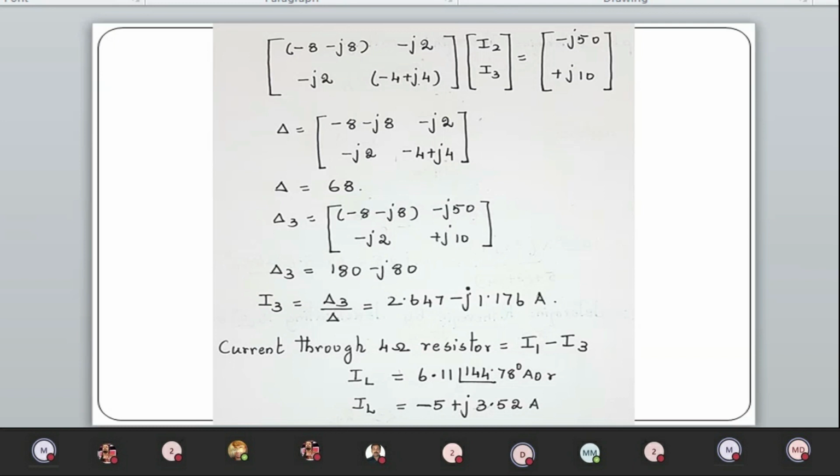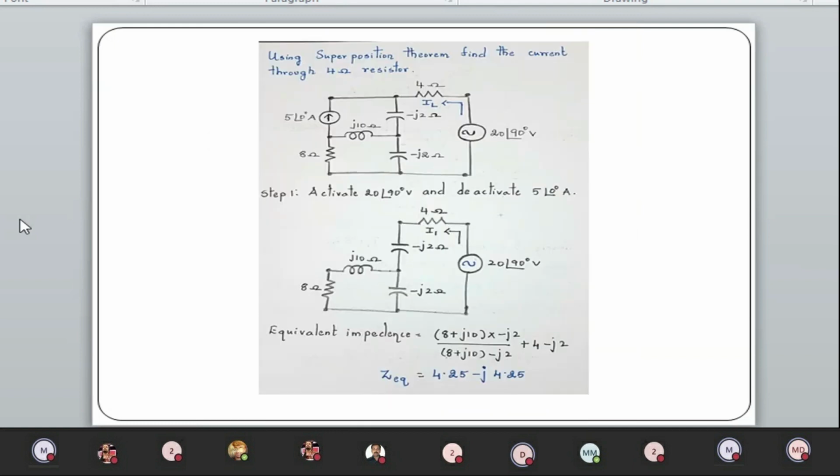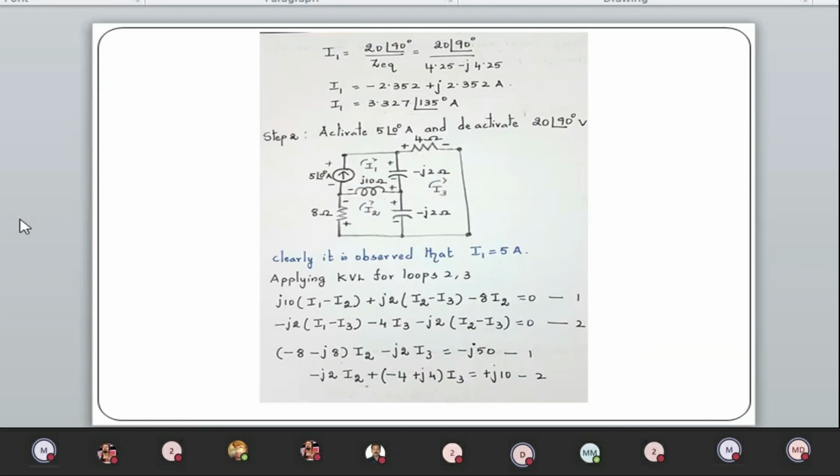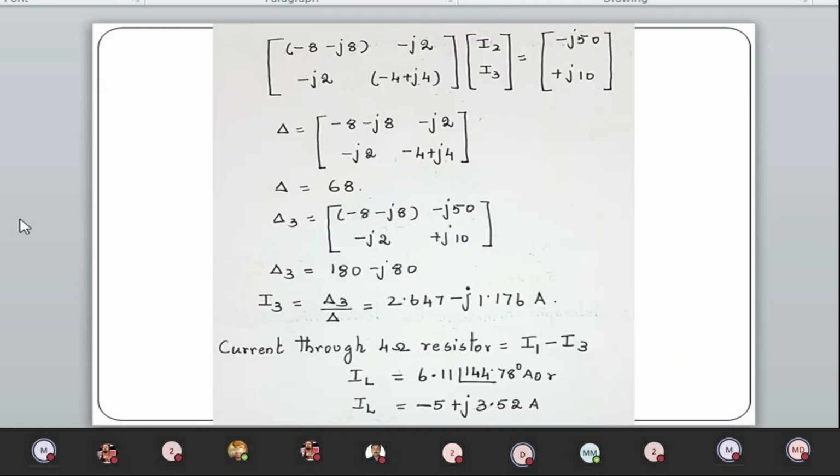We want the current through that resistor. See the circuit clearly. We want the current through the 4 ohm resistor, which is nothing but current I3. So I3 is del 3 by del. Now, what is the current through the 4 ohm resistor? It is actually I1 minus I3.